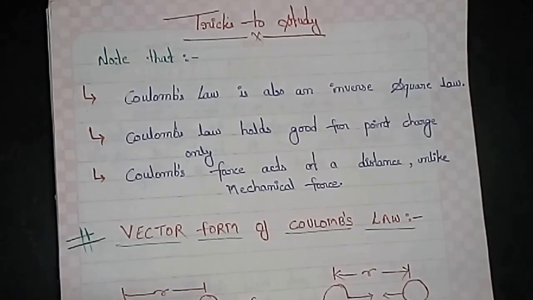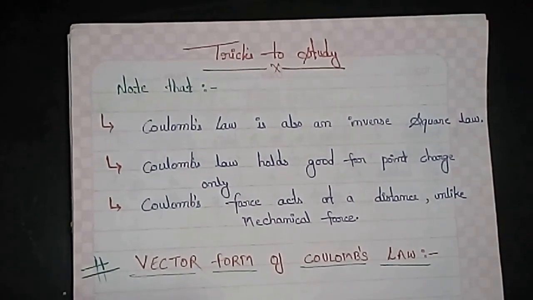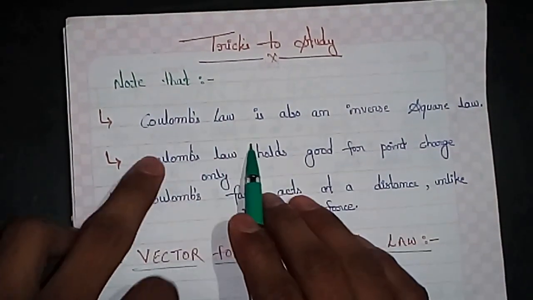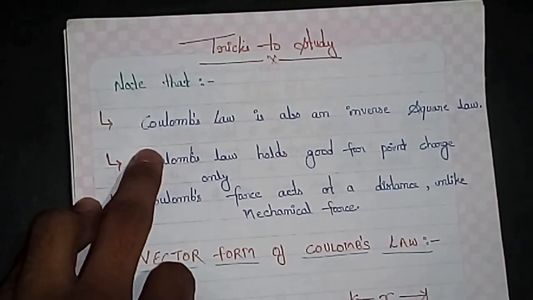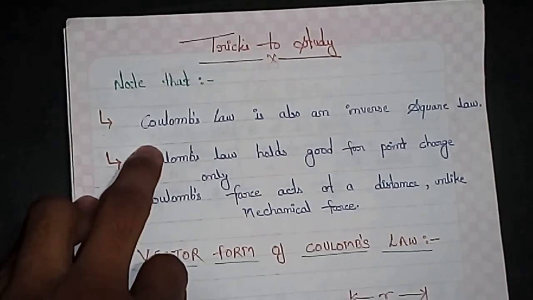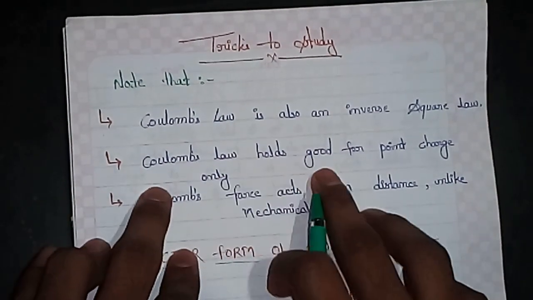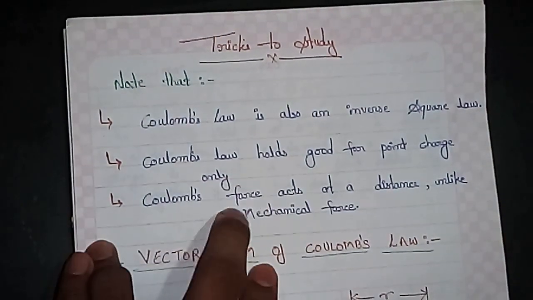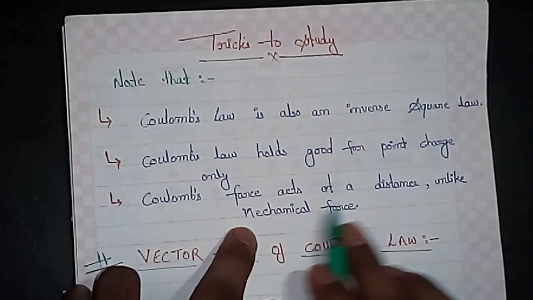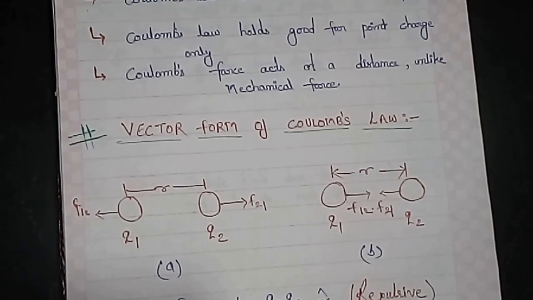Now some important points to note in Coulomb's law. Coulomb's law is also an inverse square law, just like Newton's law of gravitation. Coulomb's law holds good for point charges only. And Coulomb's force acts at a distance, unlike mechanical force. I will also explain Coulomb's law in vector form.